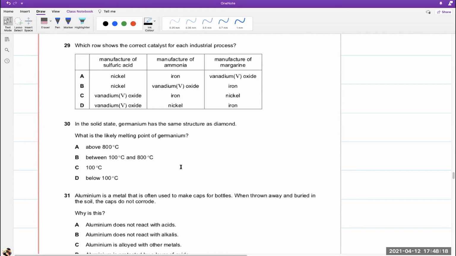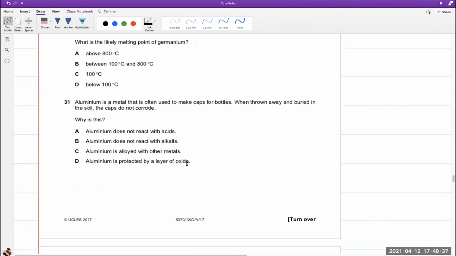In the solid state, germanium has the same structure as diamond. ठीक है जी, तो अब हम germanium को diamond जैसे सोचेंगे. What is likely melting point? बहुत ज़्यादा. जितना ज़्यादा हो सकता है, जितनी option है, वो आपके पास answer होगा. तो above 800 is good. What is so special about 800 anyway? So 800 is good. Above 800.